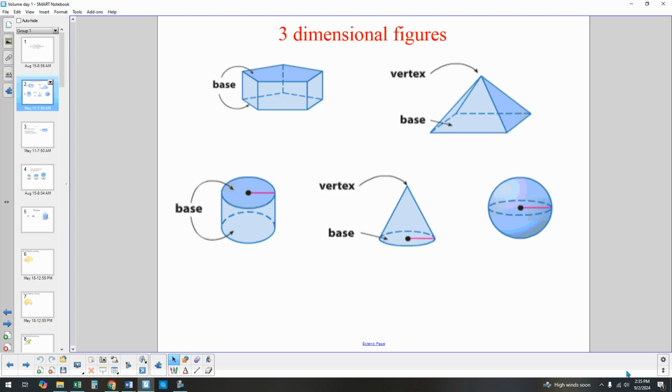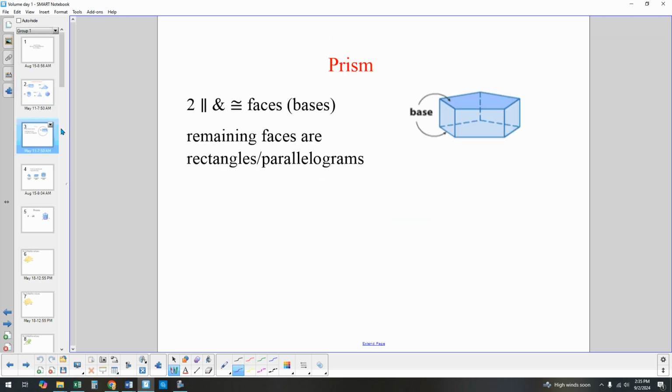These two are called polyhedra, kind of like we were able to name polygons versus not polygons. These are polyhedra versus not polyhedra, basically because there's no curves. So we have a prism, a pyramid, a cylinder, a cone, and a sphere. We're going to start with the prism.